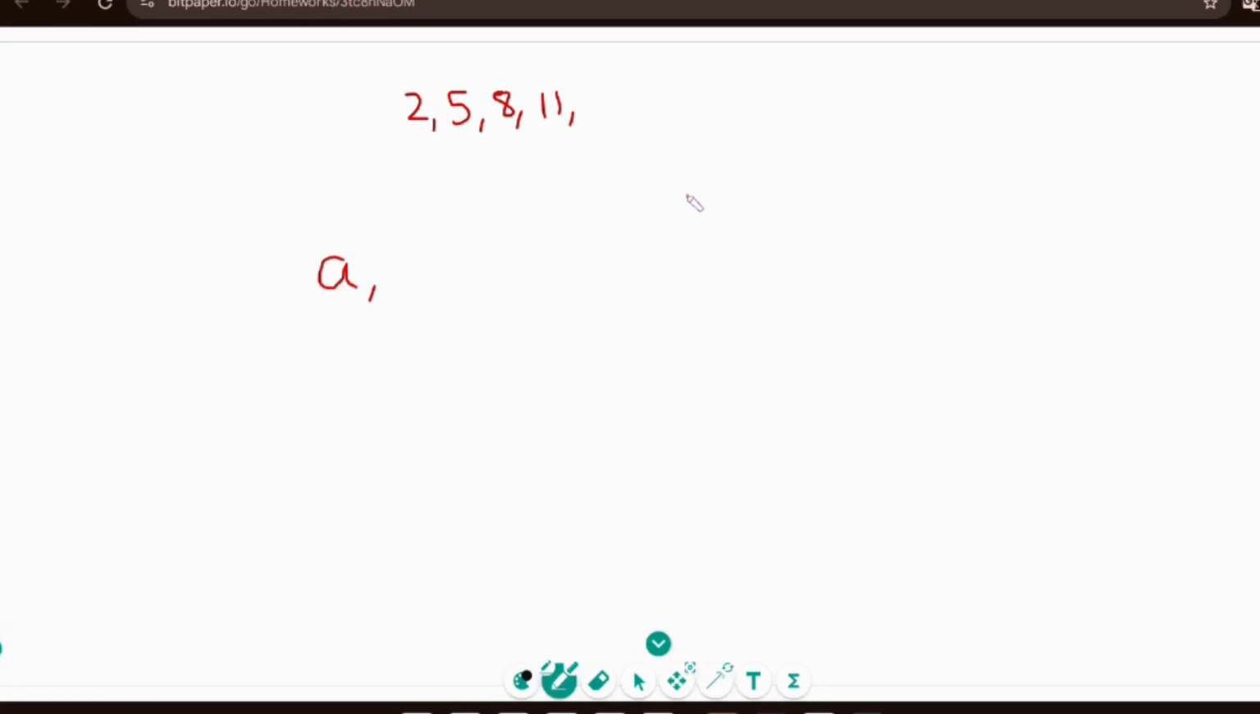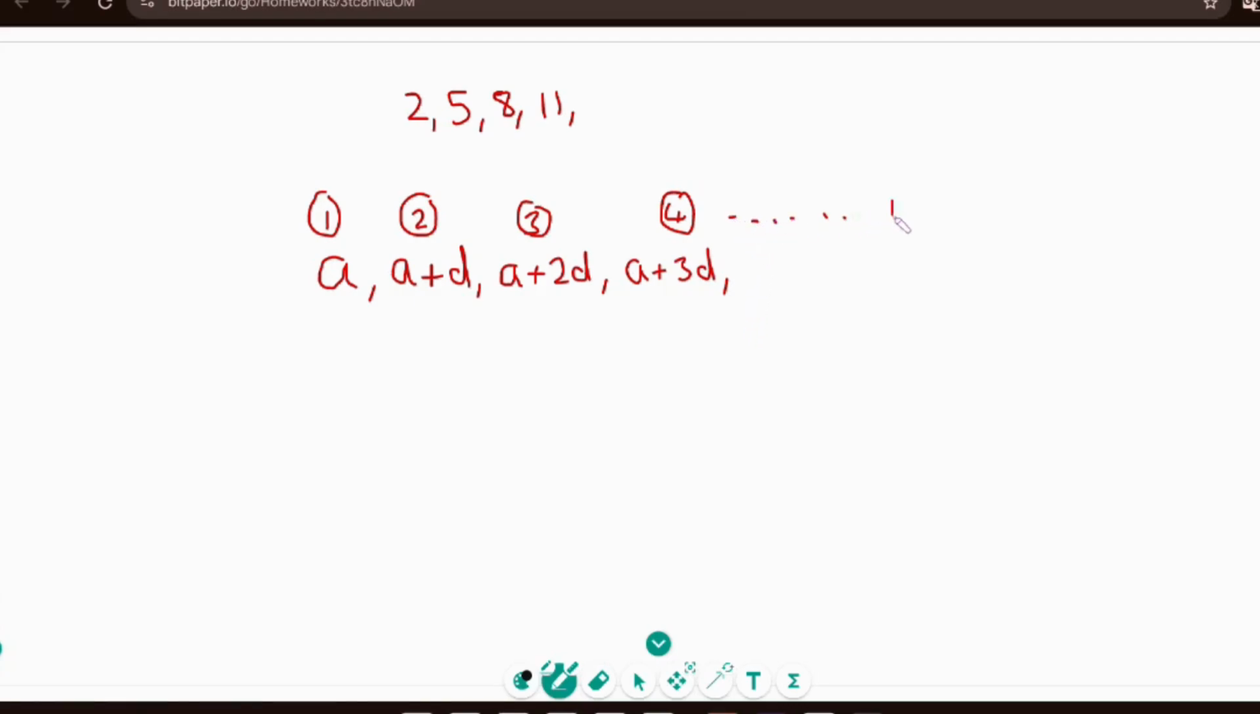Second term is A plus D, because it's the first term plus the difference. The third term is A plus 2D, because it's the first term plus 2 differences. This is the first term, this is the second term, this is the third term. The fourth term would be A plus 3D. And if we skip ahead to the 10th term, the 10th term would be A plus 9D, because it's the first term plus 9 differences.